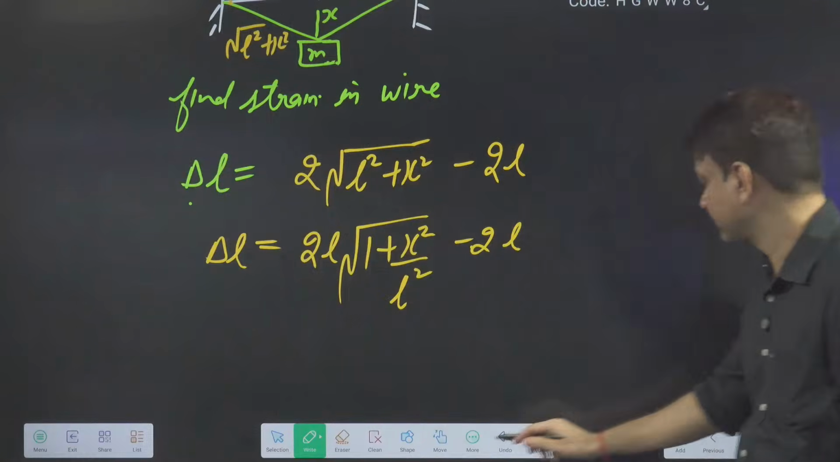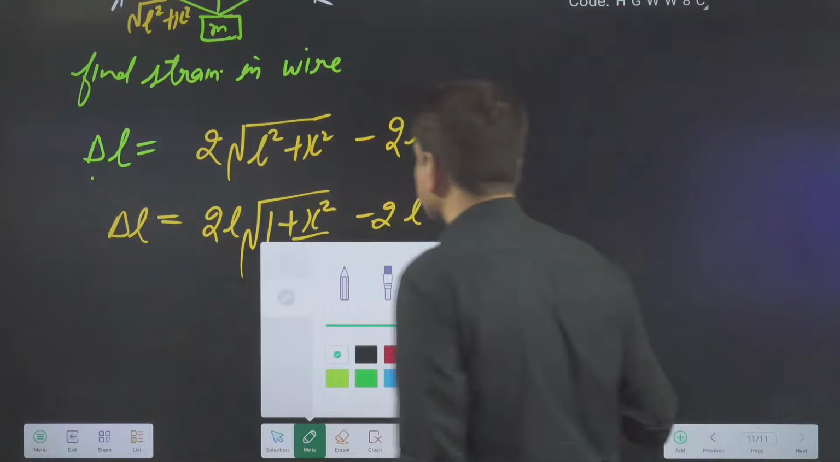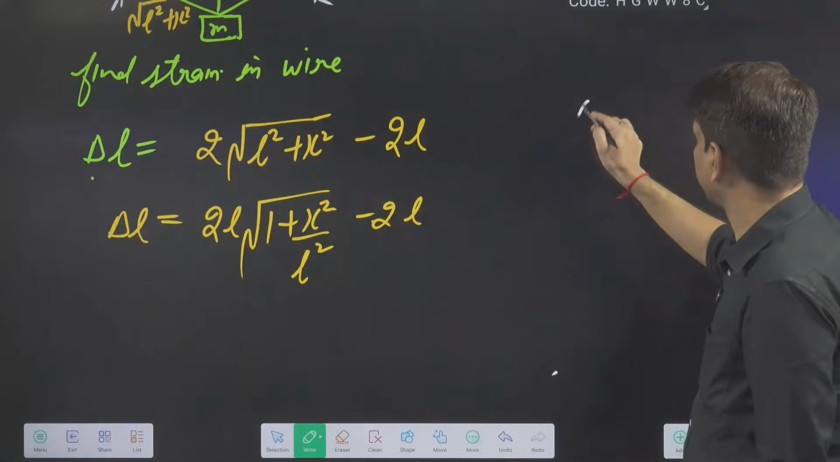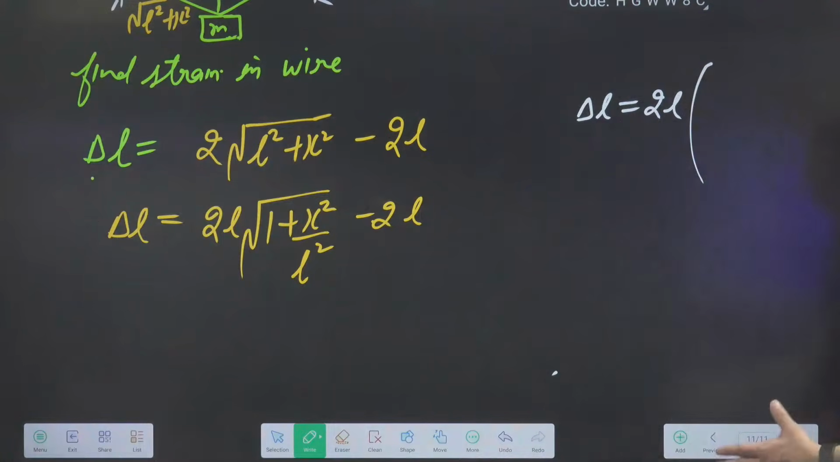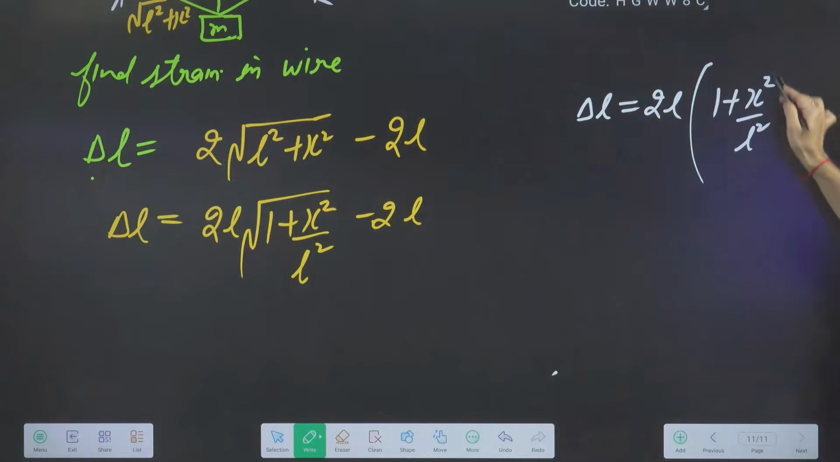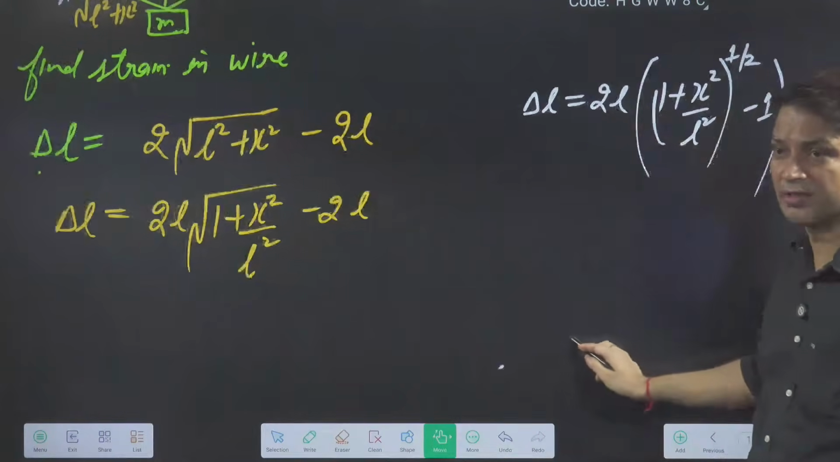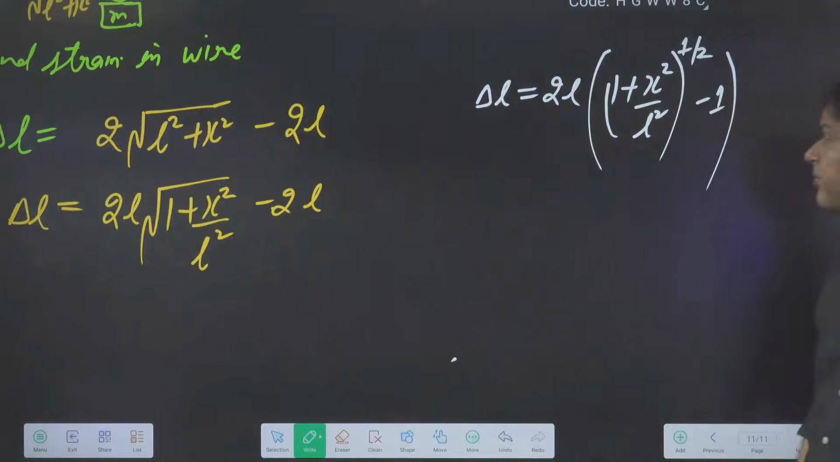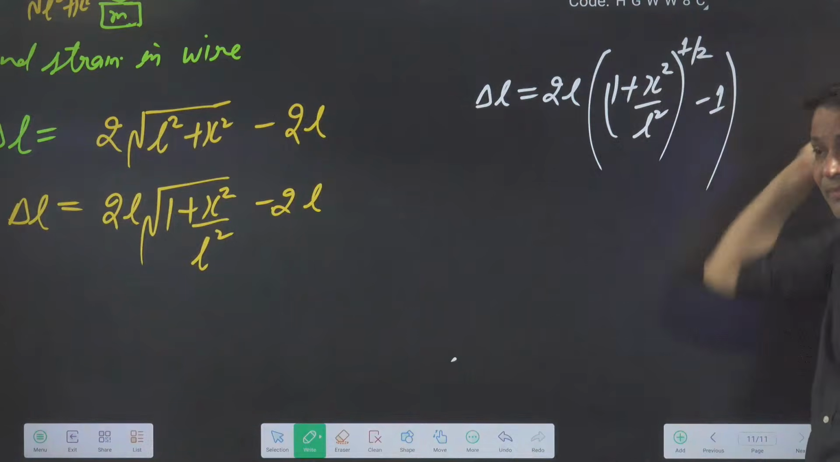Now delta L is equal to 2L taken common, then inside the bracket what will I get? 1 plus X square by L square whole to the power 1 by 2, minus 1. Okay, this step everybody got. Under root I write as power 1 by 2. Now you can see this 1 plus X: in place of X I have X square by L square.